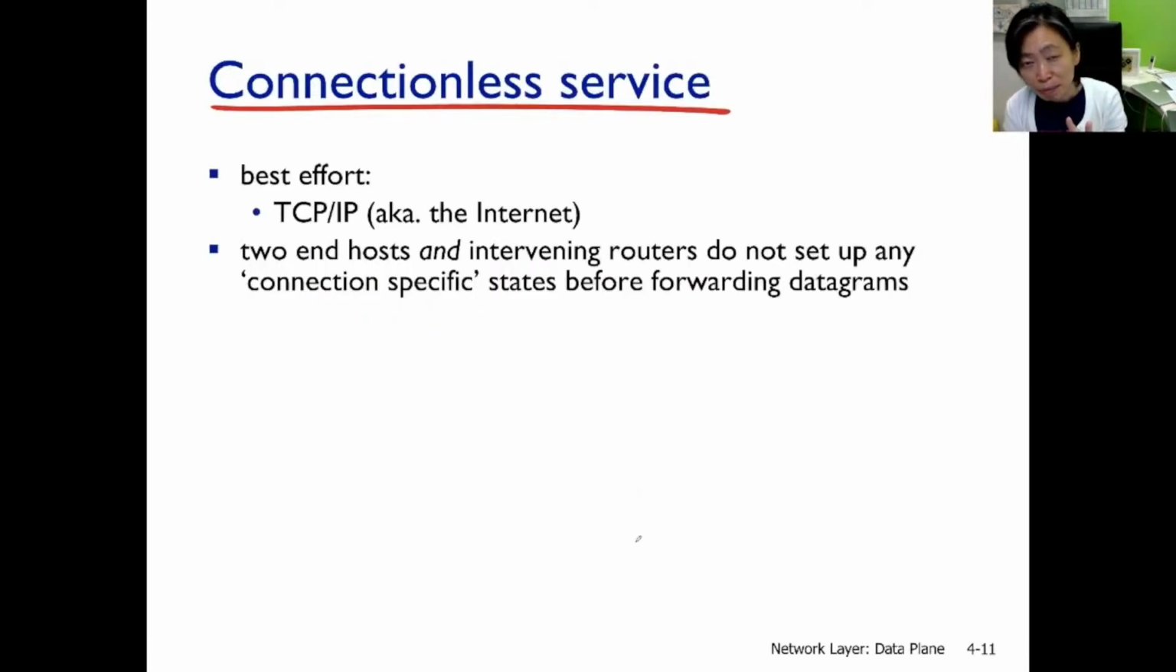There are two major camps of service models. First is the connectionless service. What it means is that the end hosts and the routers in the middle do not set up any connection-specific state before data is passed around. So there's no reservation of bandwidth, no reservation of memory space to buffer packets. So you see that there's not going to be any guarantee at all. Exactly. So this connectionless service is also called the best effort model, and this is exactly the model implemented in TCP/IP, the internet.